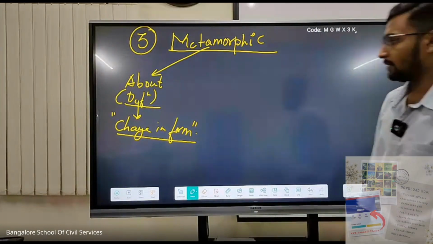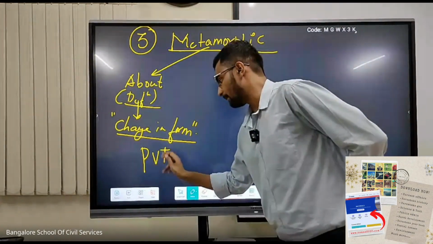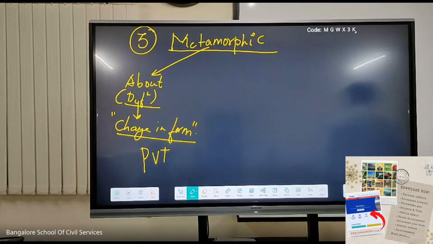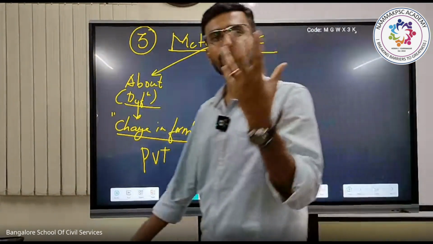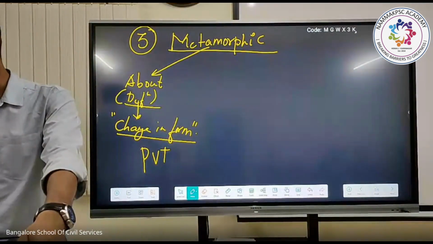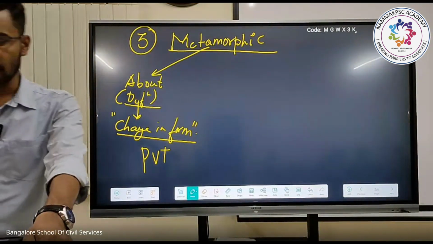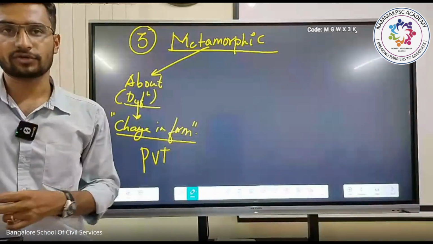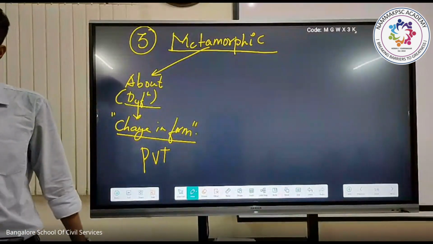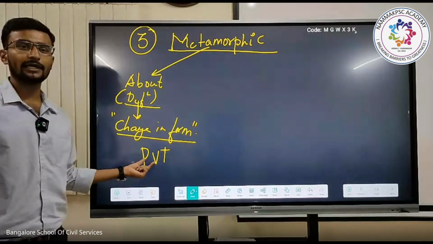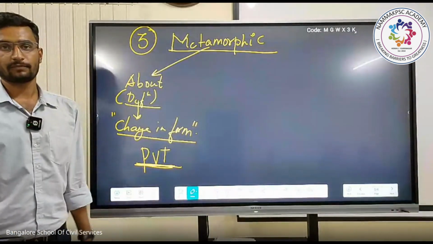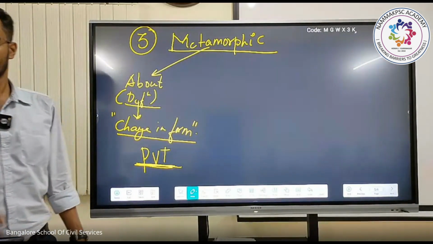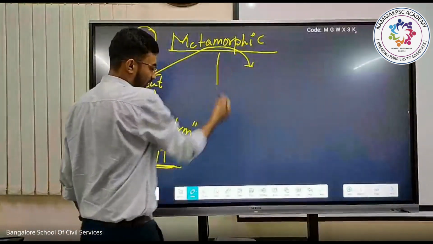Exactly. We call it the PVT. That is, via the process called pressure, the imposition of more velocity or volume, and the third one we call temperature. Done? Clear?